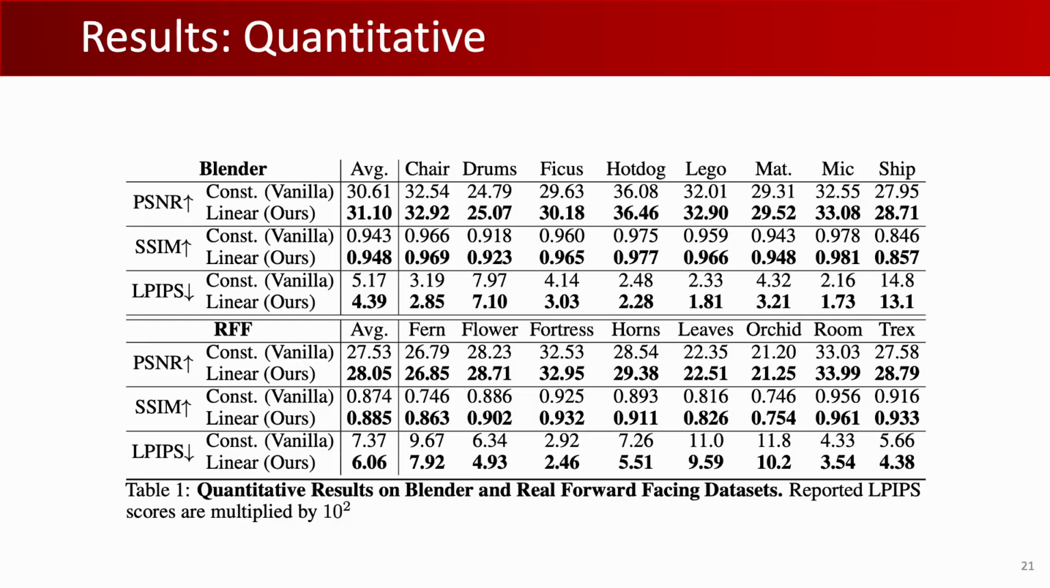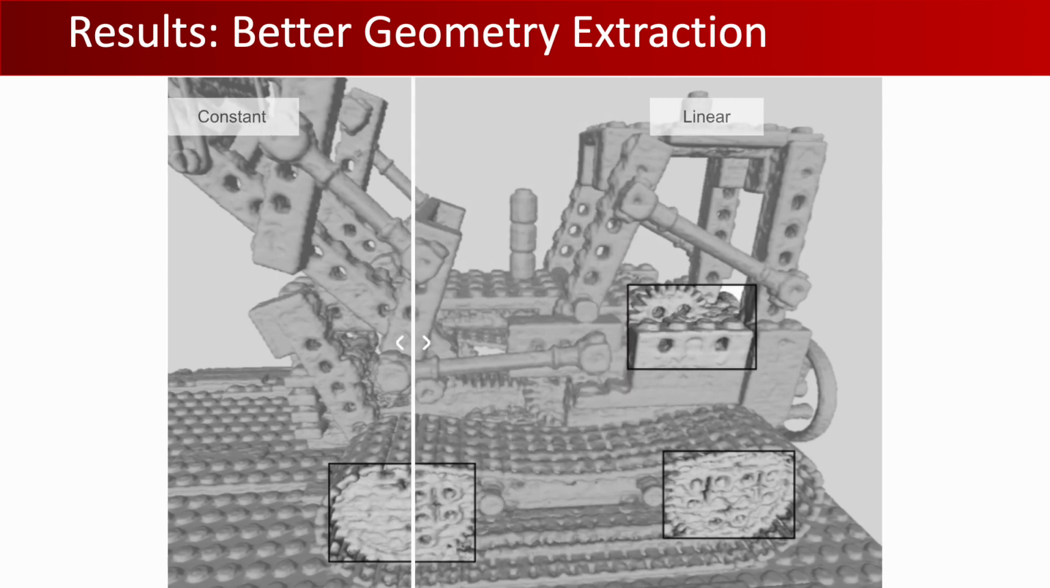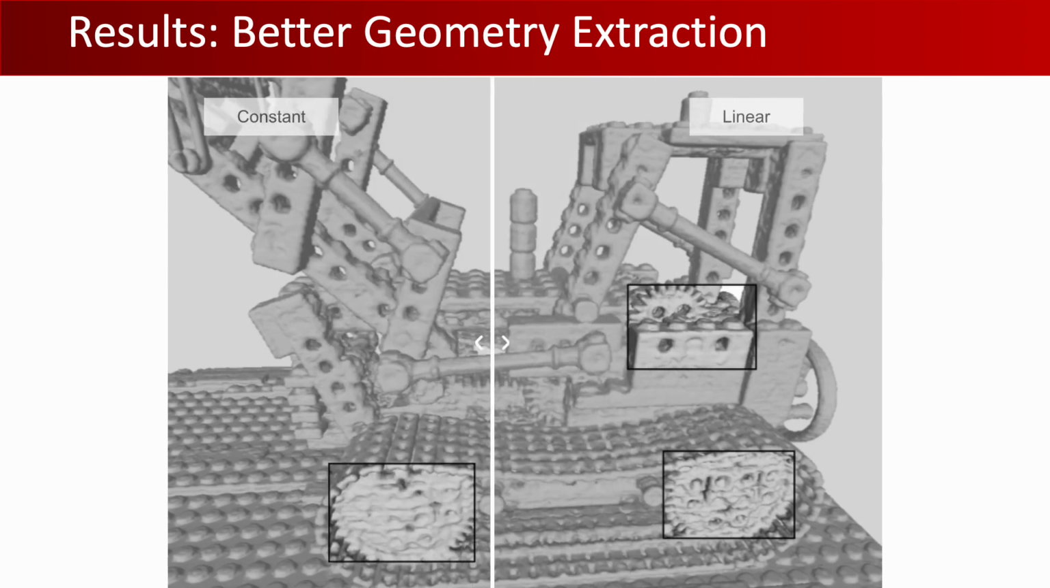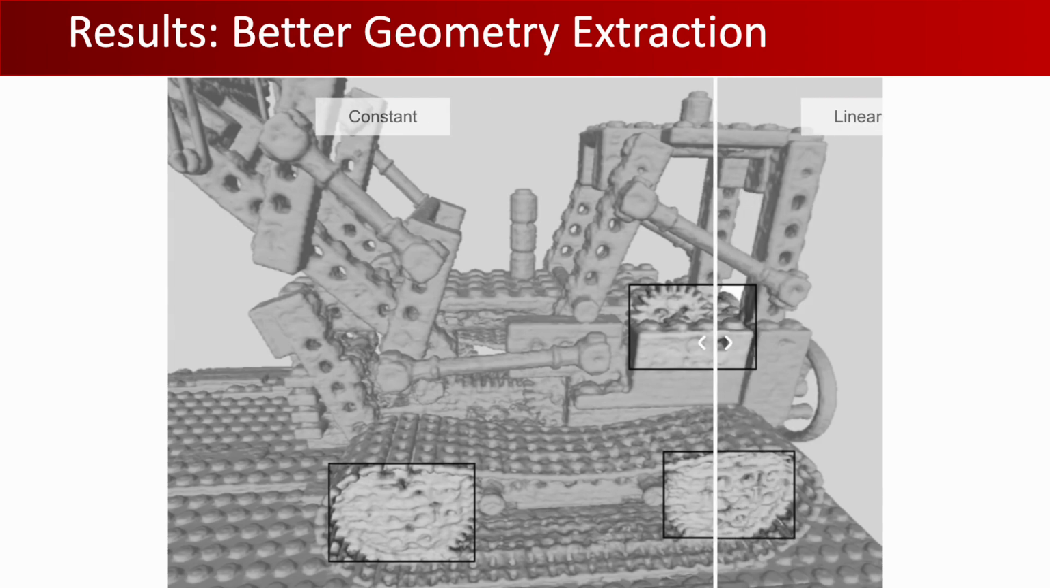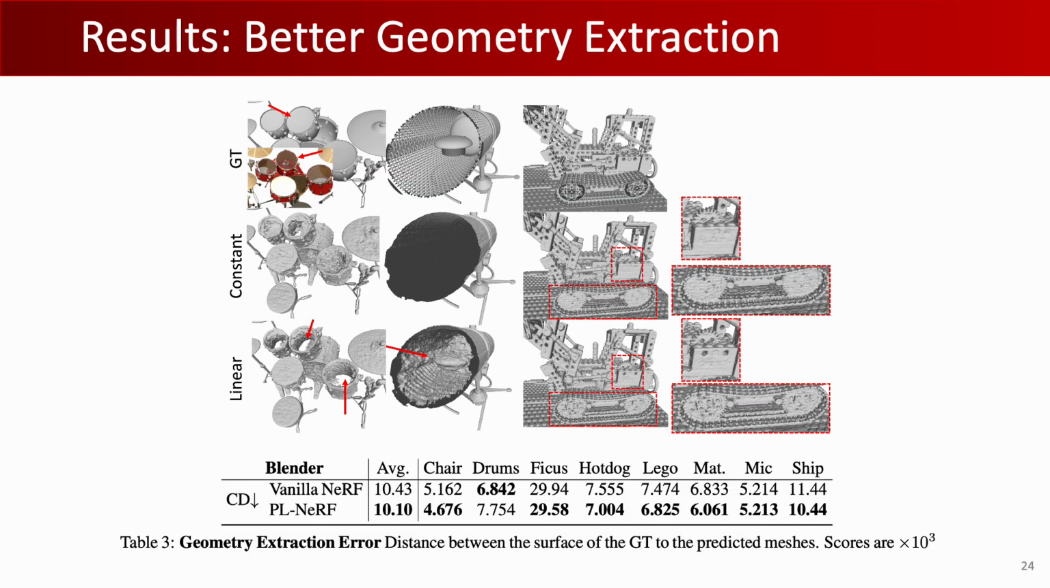We show that our simple modification quantitatively outperforms the constant baselines across all scenes in multiple datasets. And we also achieve better qualitative results. Our approach is also able to achieve better geometry extraction, as shown by the holes in this Lego scene. That is also backed by quantitative numbers.